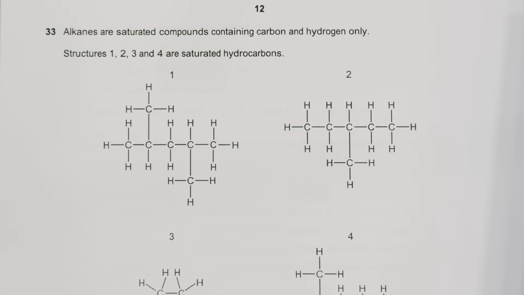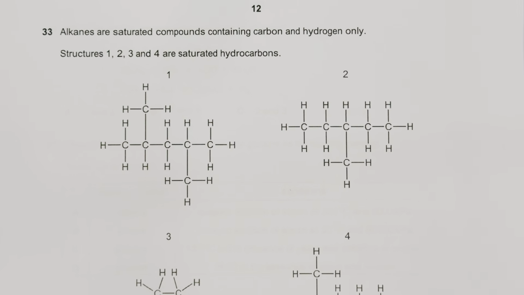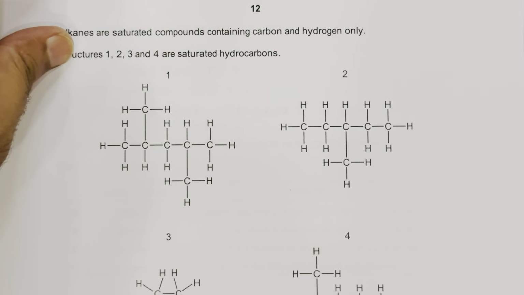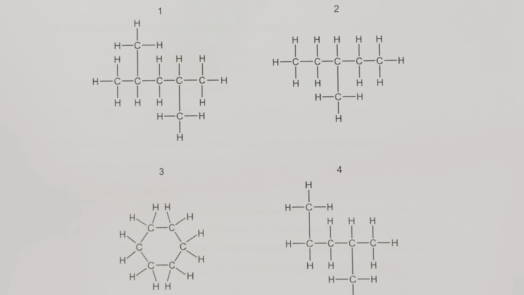Moving to question number 33. Alkanes are saturated compounds containing only carbon and hydrogen bonds. Structures 1 to 3 are saturated hydrocarbons. Saturated hydrocarbons are those that have only single covalent bonds.